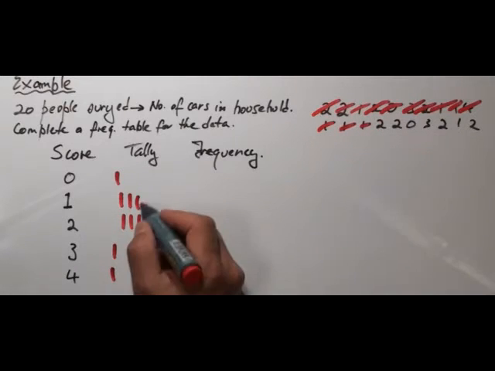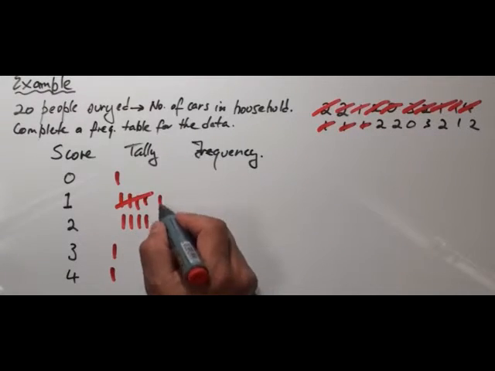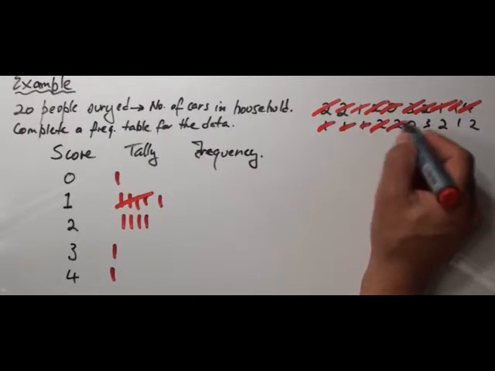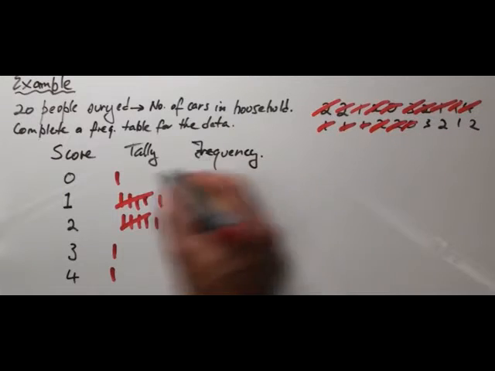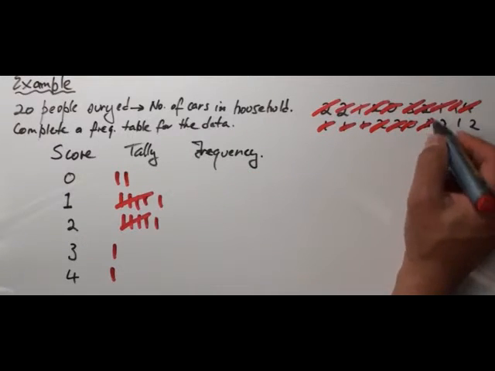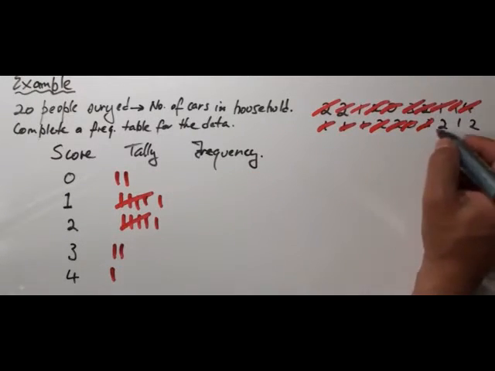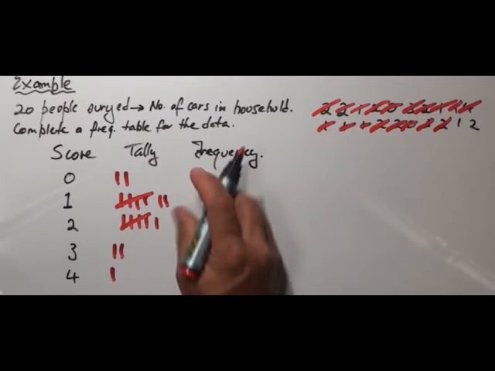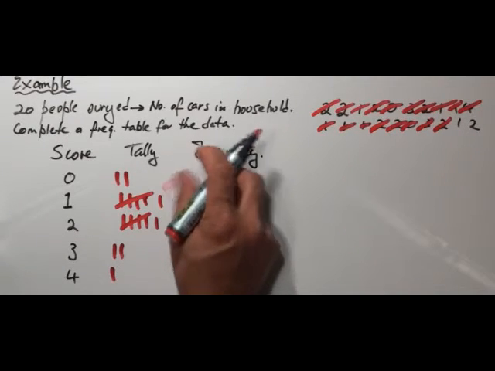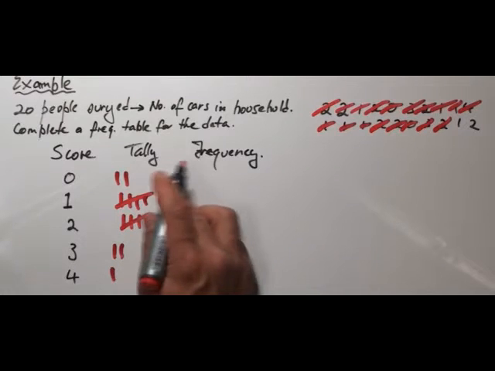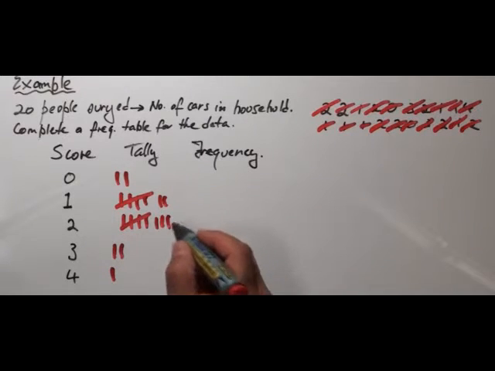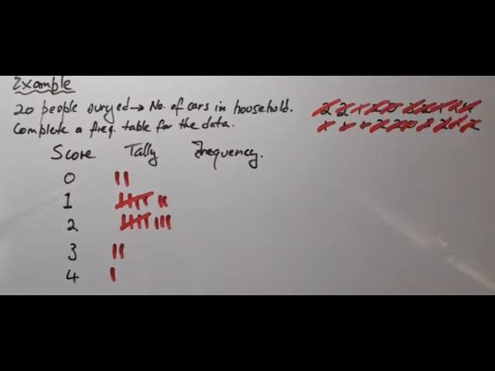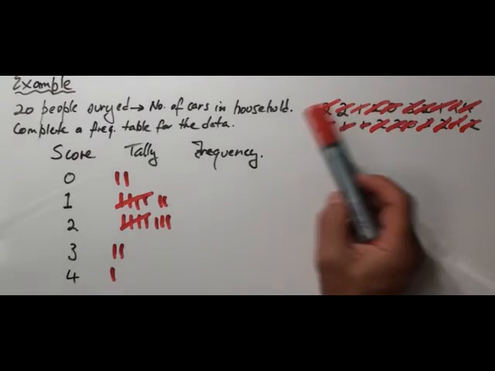3 ones, so that's 1 2 3, 2 2s, so that's 1 2, another 0, a 3, another 2, a 1, and 1 more 2.